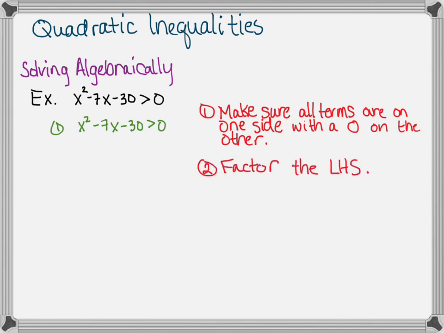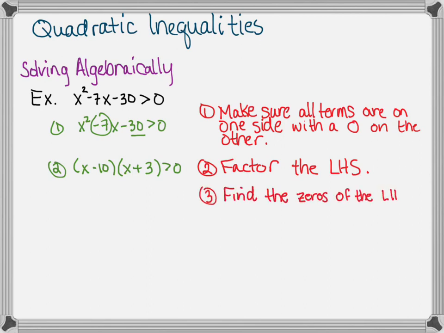Second step, let's factor the non-zero side. So in our case, the left-hand side. LHS stands for left-hand side. So we need numbers that multiply to negative 30 that add up to negative 7. And they are negative 10 and positive 3. So our left-hand side factors to x minus 10 times x plus 3. We're still looking for where that product is greater than 0.